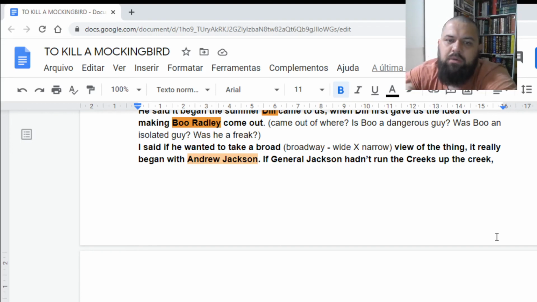Remember that the reference here is to Andrew Jackson winning a war and then expelling the Indians from Alabama, all right? And because of that, Americans were able to go there and colonize the place, take the land and so on. And of course, he's being ironic again, but because it's a heavily loaded passage, I mean, loaded with culture, it's kind of hard.